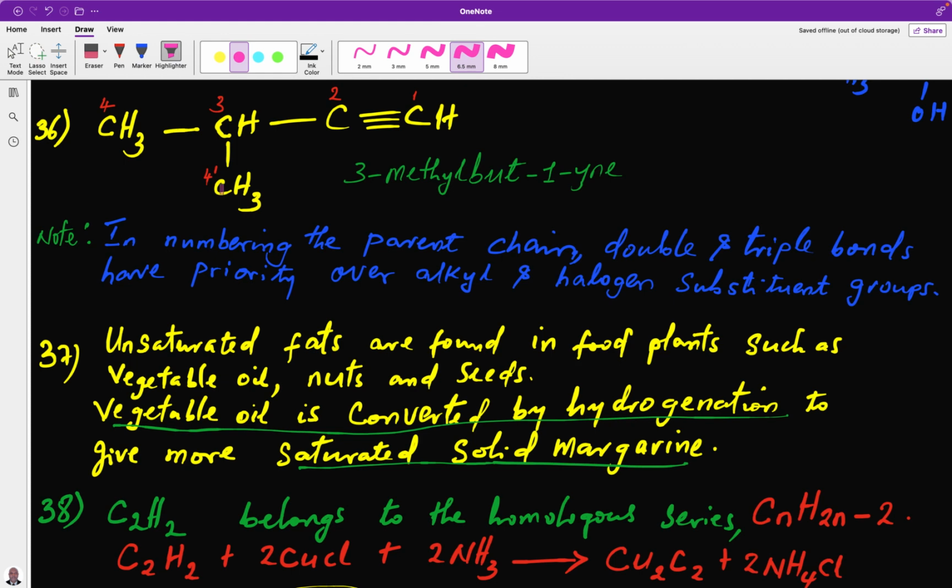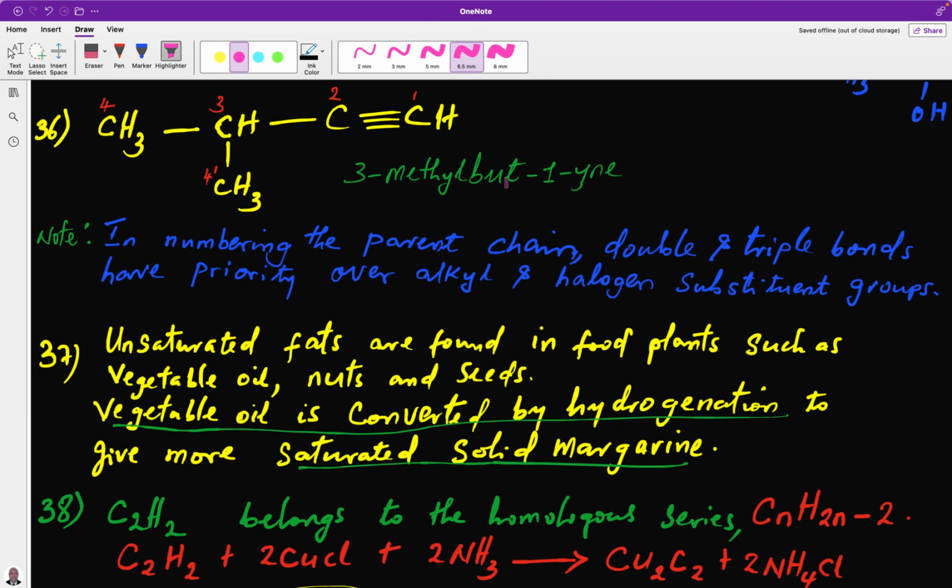Okay, in naming this, how are we going to do it? We are going to say this is a methyl group. And how many carbon atoms does the parent chain have? Four. We will say it is 3-methylbut-1. The functional group starts from which position? It starts from the first carbon. So it is 3-methylbut.